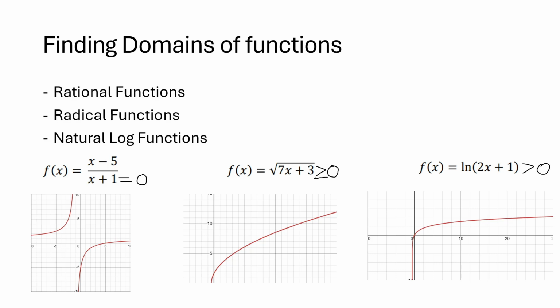With the rational function, the first equation on the left, you need to set the denominator equal to 0. That's where you find your vertical asymptote and you find the whole domain of the graph. Next is your radical function, the second equation, and that you would get the inner argument, or the equation inside the square root, and set it greater than or equal to 0. And finally, with the natural log, you would get the argument inside the ln and do greater than 0.